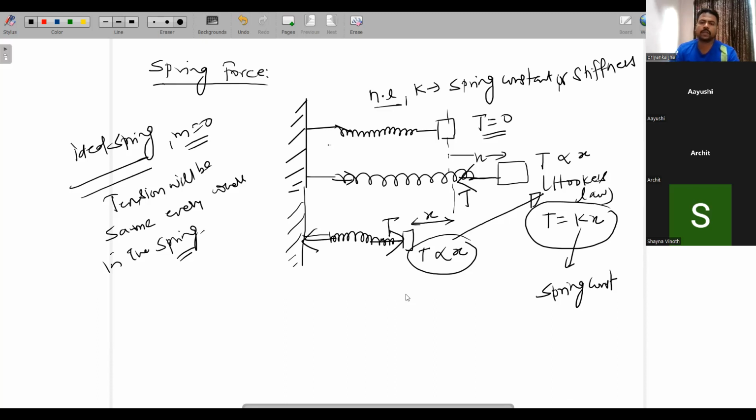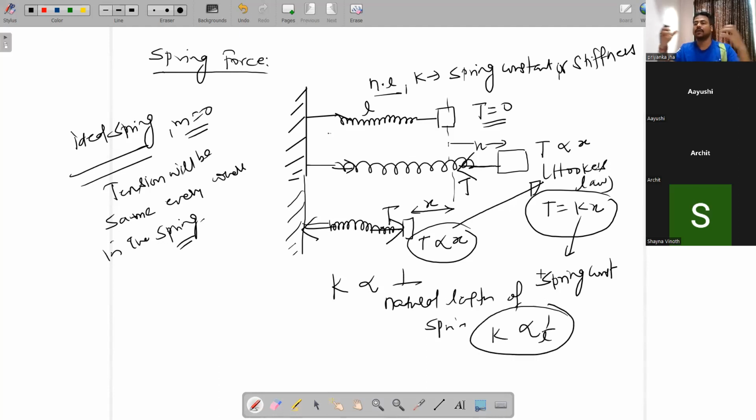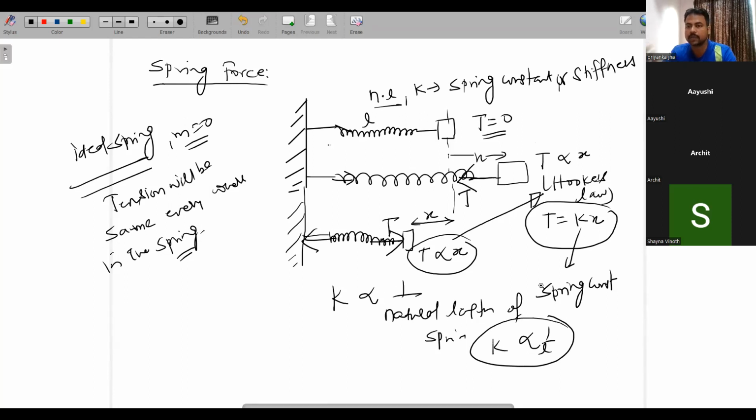And also one more thing. See, suppose L is the natural length of the spring. So K will be inversely proportional to the natural length of the spring. Means K is inversely proportional to length. If a spring is larger, its spring constant will be less. If a spring is shorter, its spring constant will be more. Note it down till here.